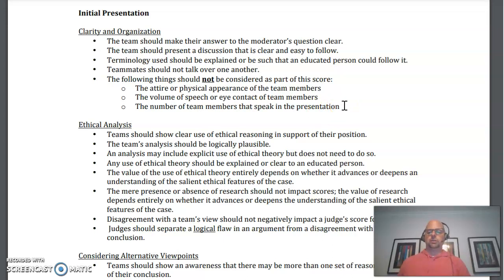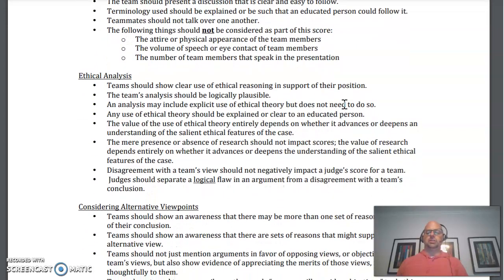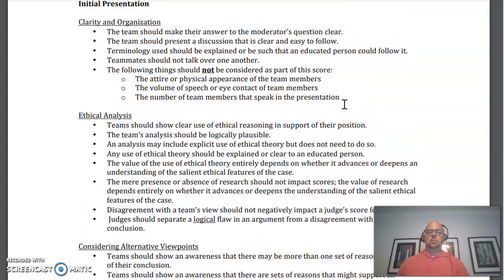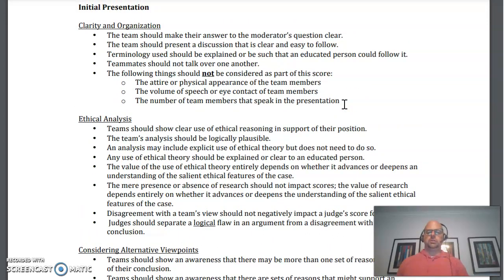First, you have the initial presentation. And the initial presentation is made up of 3 components: clarity and organization, ethical analysis, and considering alternative viewpoints. But we want to talk in detail about each of these. So let's start with clarity and organization.